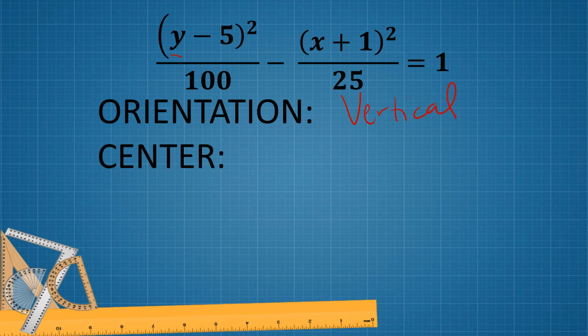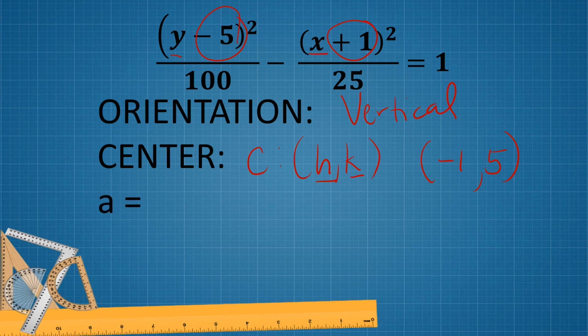After knowing the orientation, we're going to find the center. Since the center is at (h, k), and h is the one with x, and the number with it is 1, it implies that h is equal to negative 1 because we need to negate 1 and it will become negative 1. K is the one with y. The number with y is negative 5. So, negating negative 5, it will become positive 5. So, the center is located at (-1, 5).